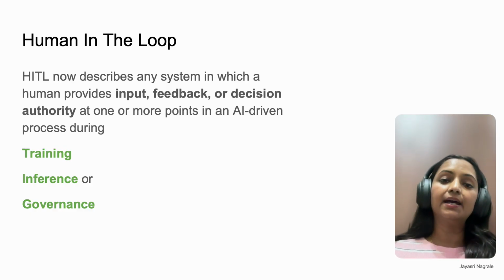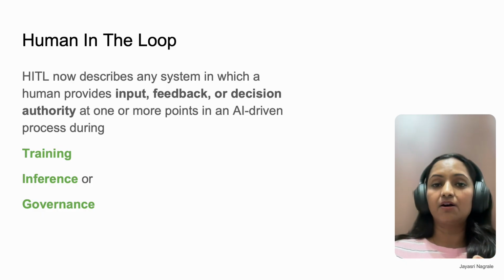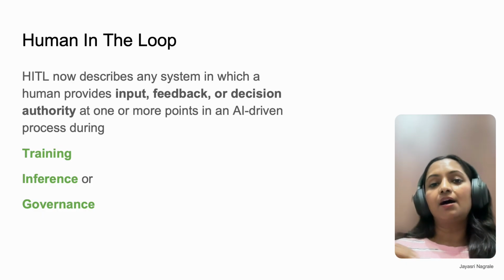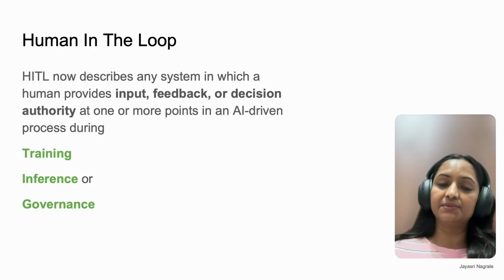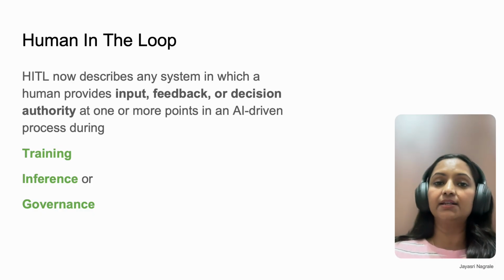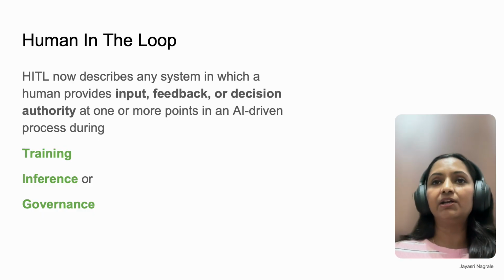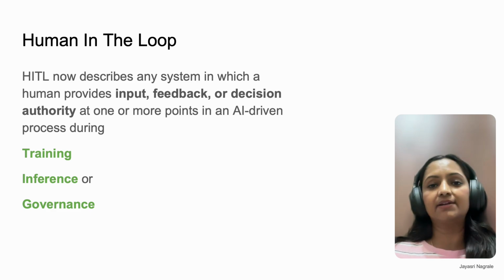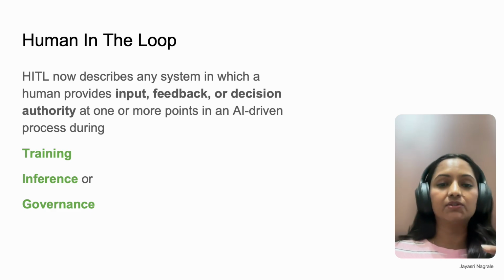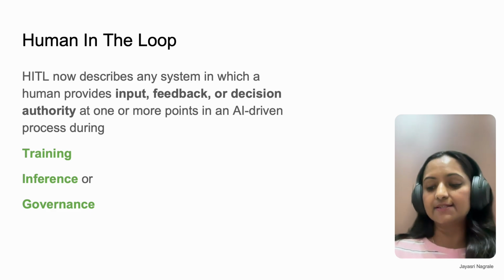So again, just to make sure that the concepts are clear, HITL systems are looking at humans to provide input, feedback, or decision authority in an AI-driven process during three steps: when it is being trained, when the process is happening, or after that, when we are looking at multiple different processes and trying to identify points in which we can make it better. So that is called governance.